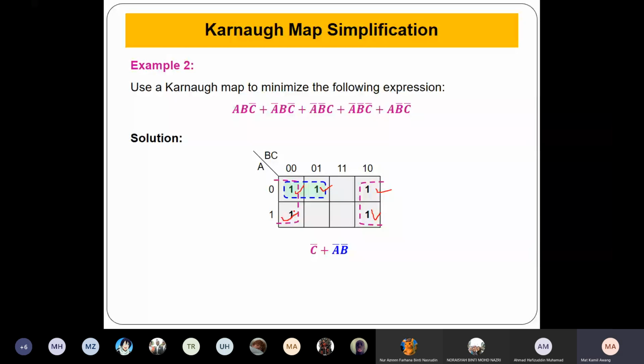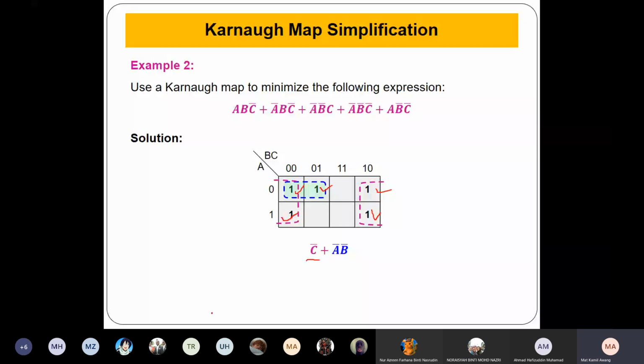The next step, you write the simplified expression. So this is the group of 4. Which one is the constant? Over here, you see C. C is 0, C doesn't change. B changes, and over here A also changes. So it's C, and C here is 0, so it's C bar.